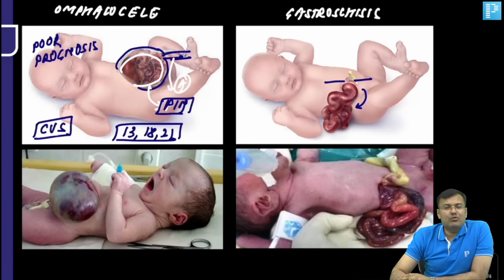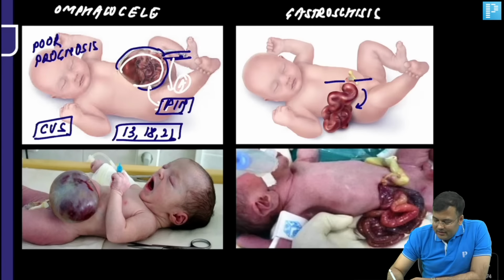So this is gastroschisis. I am telling you again, 100% chances that we are going to get a question either in NEET PG or FMGE. It will definitely come. Clear? Next.